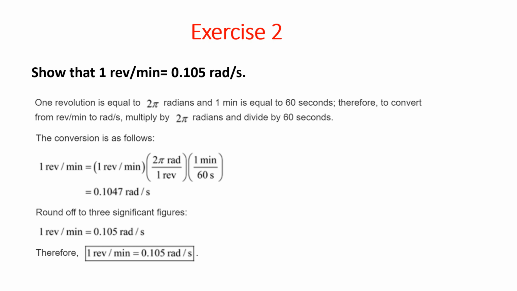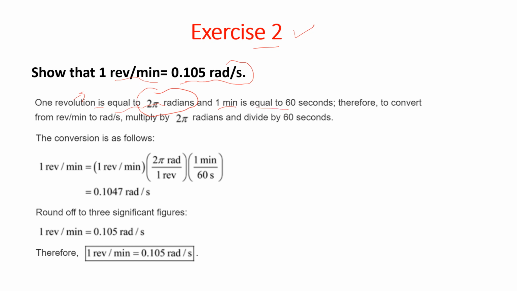Now we are going to discuss a few examples and exercise problems of the Halliday Resnick book related to this topic. This is exercise 2 from your book. Here we are asked to show that one revolution per minute is equal to 0.105 radian per second. It's a very easy problem, as we know from our basic classes. One revolution, basically the unit of angular displacement, is equal to 2 pi radians.